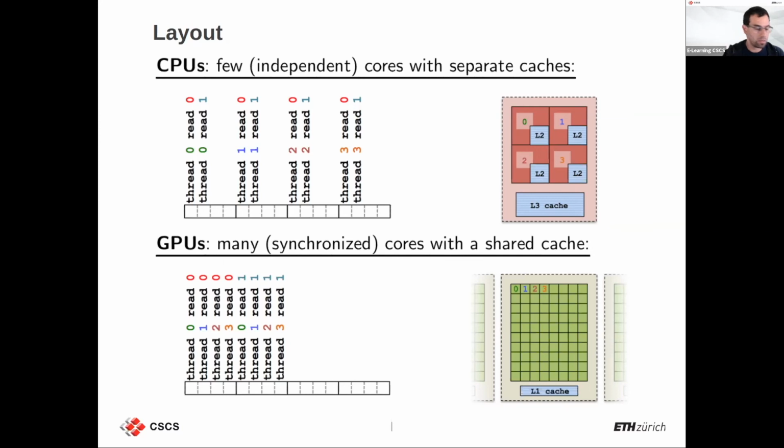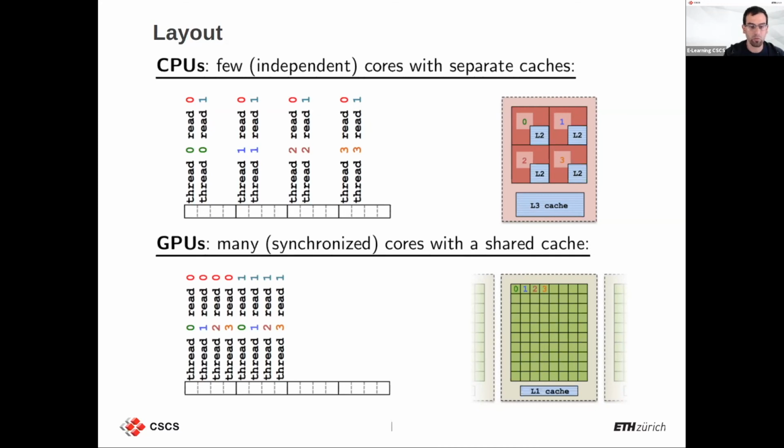So the idea is you want to read the one cache line with all of them in order to coalesce all of them. So the two big differences are that in one case you want to cache, and in the other case you want to coalesce. This is the reason why we are using different layouts.